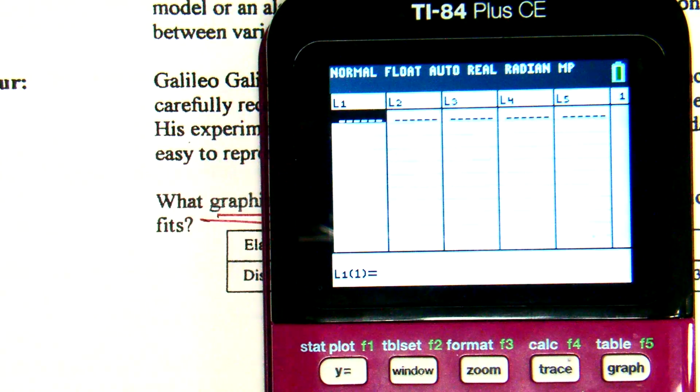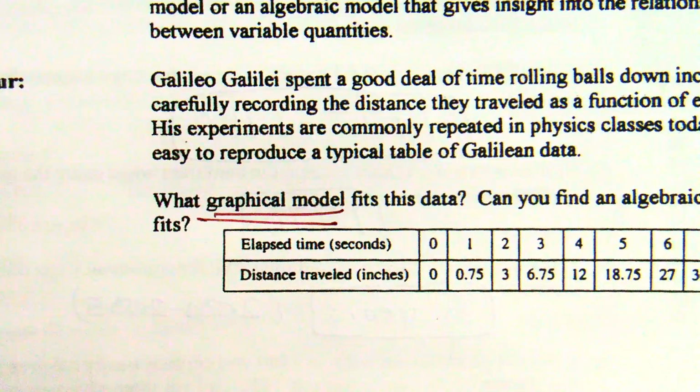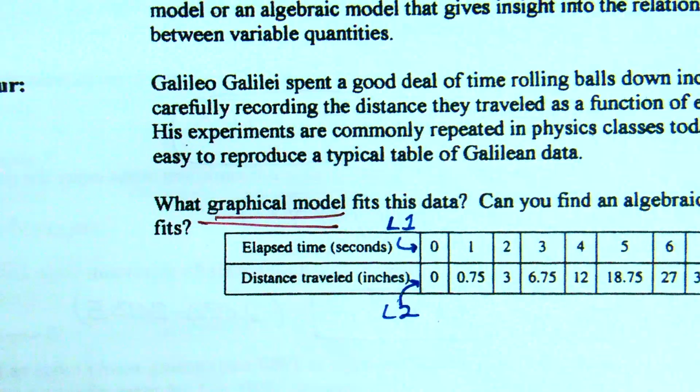Okay, so what should we put in L1? Elapsed time. What's going to go in L2? Distance traveled. So L1 is my top row, which is 0 through 8 pretty much, isn't it? L2 is going to be my second row.